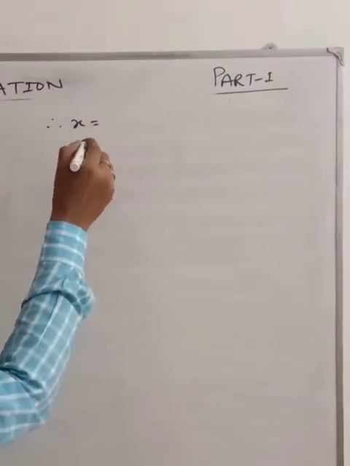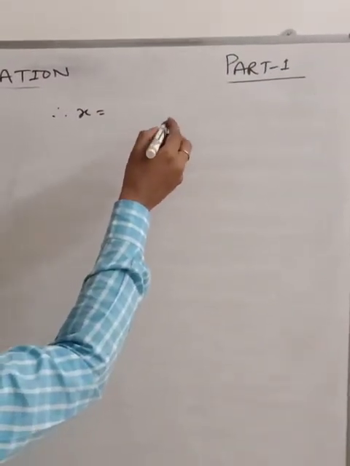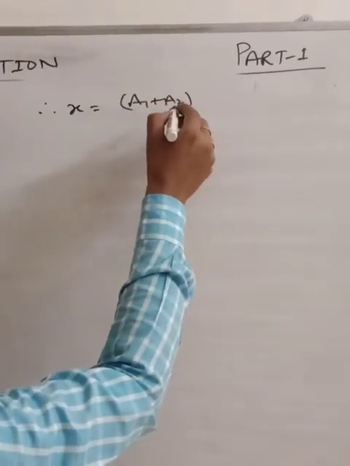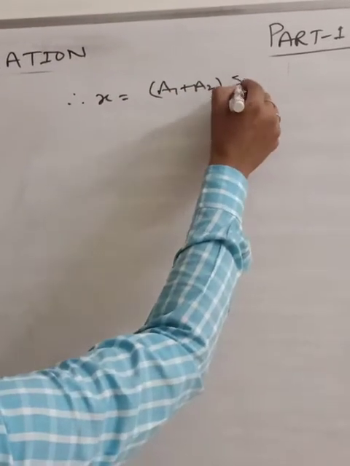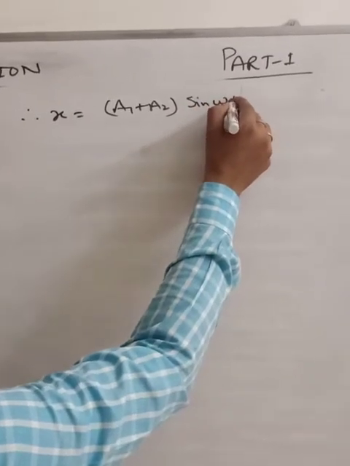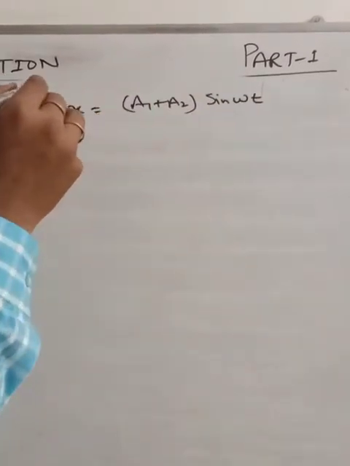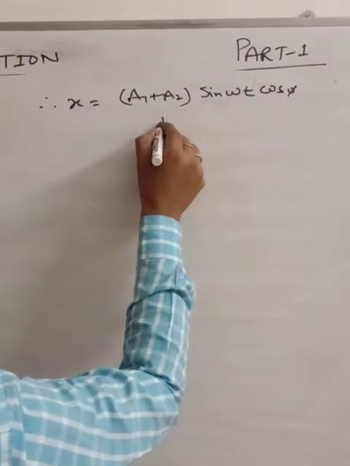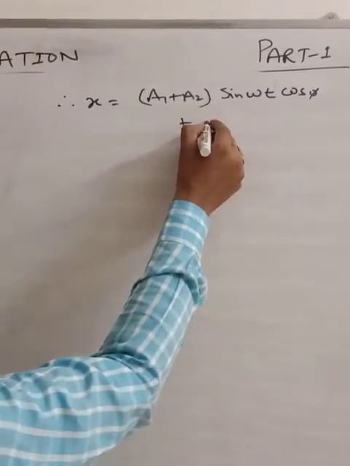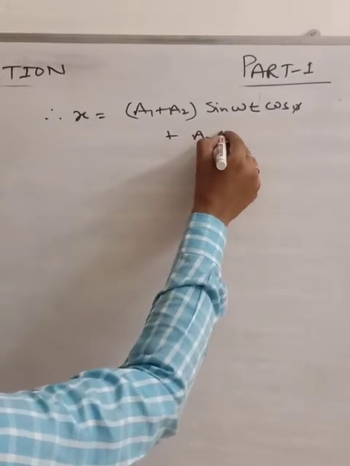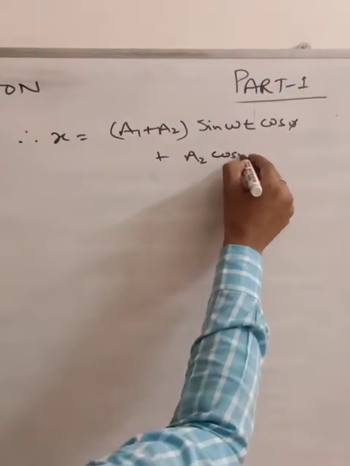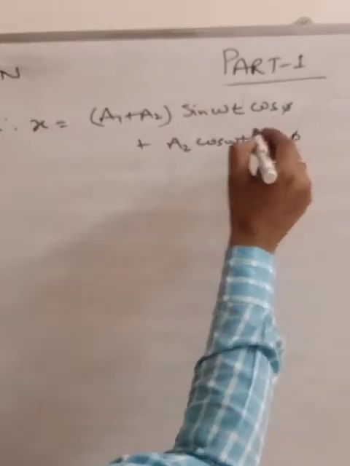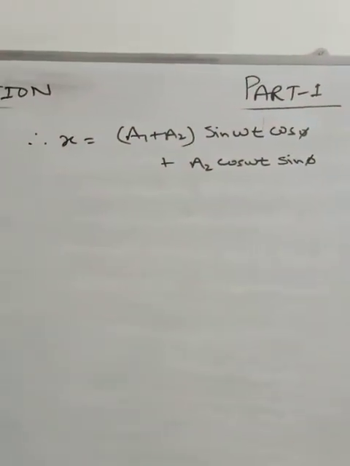Then x is equal to (a1 + a2) sin omega t cos phi plus a2 cos omega t sin phi.